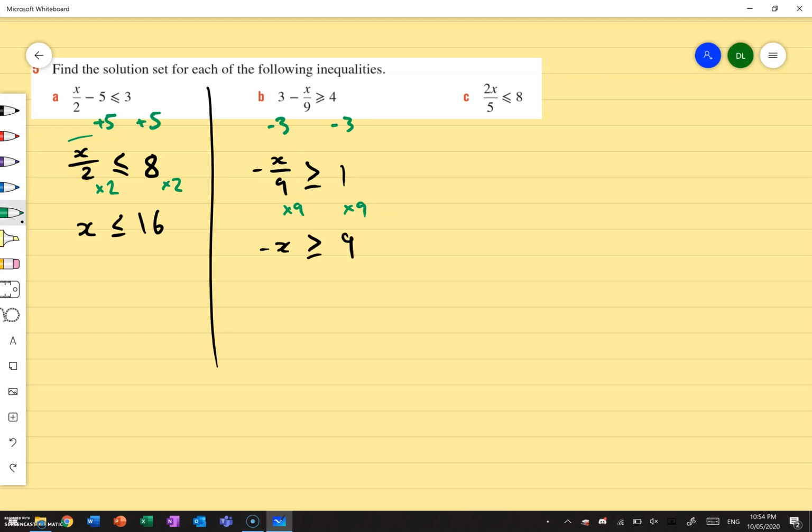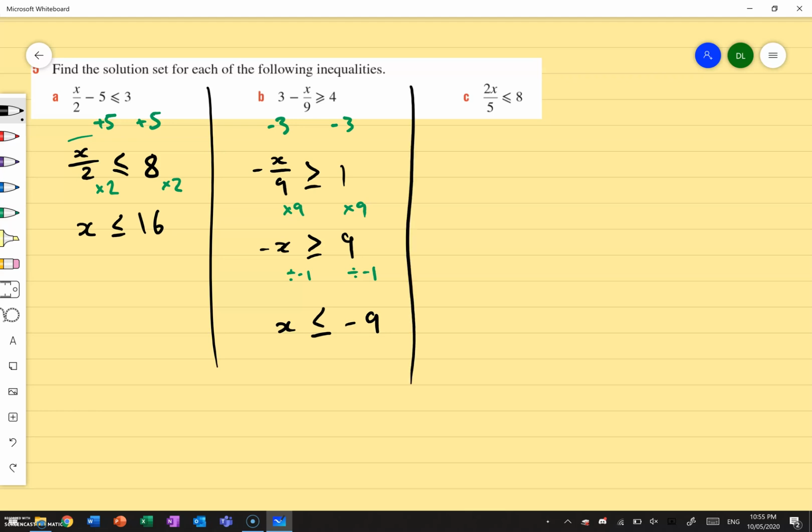Now here's where it gets tricky. I'm going to times by -1, or divide by -1, doesn't matter. Let's go divide. Divide by -1. Now if I'm multiplying or dividing by -1, I have to flip the sign. So I'm going to get x over here and -9 over there. I'm going to flip the sign, and I get x is less than or equal to -9.